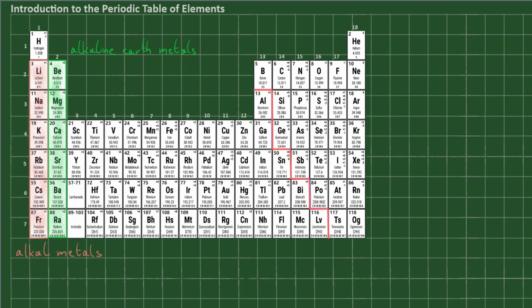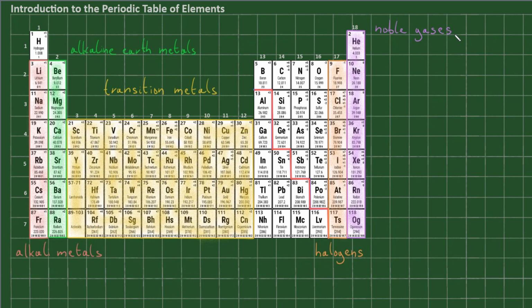The elements of the entire middle section, shown here in yellow, are known as transition metals. The elements of group 17, shown here in orange, are known as halogens. And finally, the elements in group 18, the last group on the right, shown here in purple, are known as the noble gases.